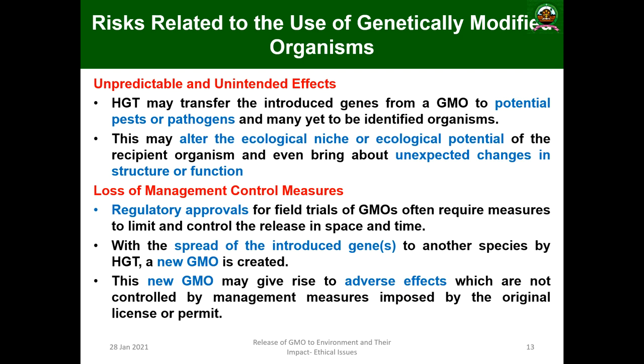Next is the loss of management control measures. It is very difficult to apply the control measures. Regulatory approval is required for GMOs, which are strictly regulated. The spread of the introduced gene to another species by horizontal gene transfer is strictly regulated. The new GMO may give rise to adverse effects, and controlling, management, and measures are imposed on the original organism, which has a lot of regulatory aspects, and licenses and permits are required. So that is another important thing, loss of management control and measures. There is no adequate control and management for controlling the genetically modified organism.